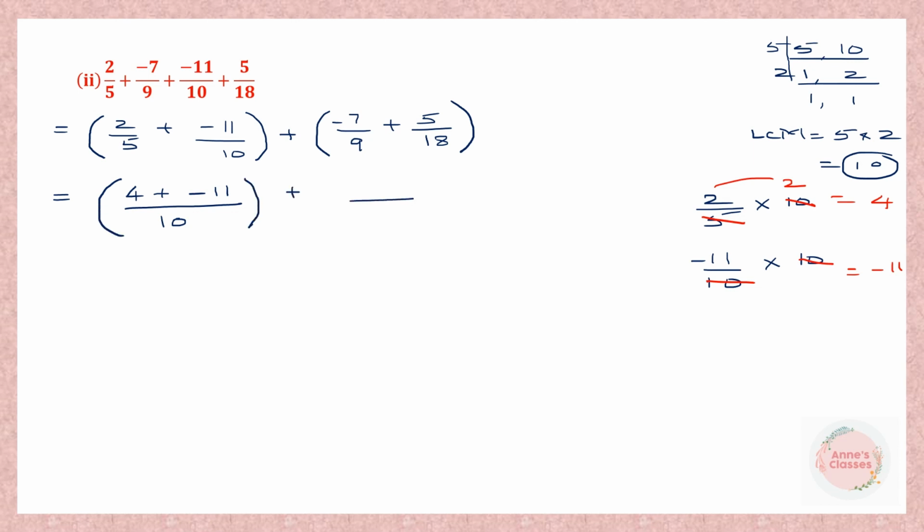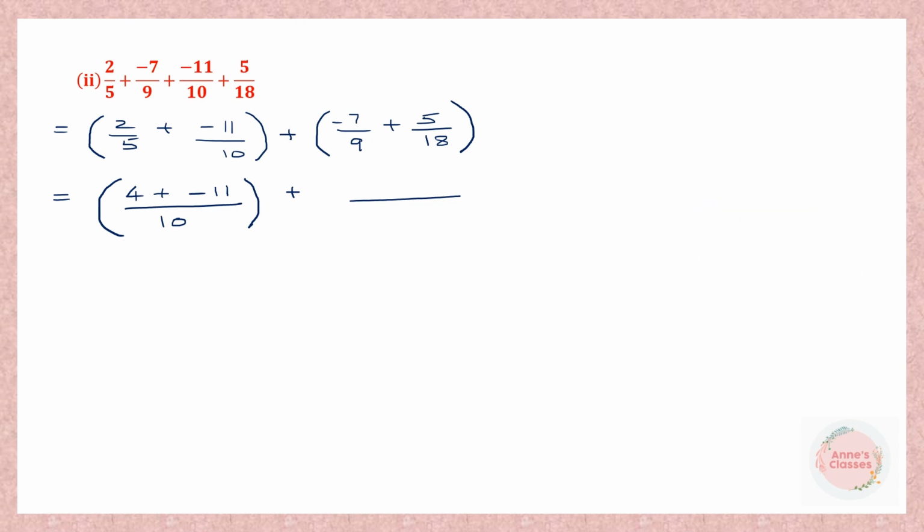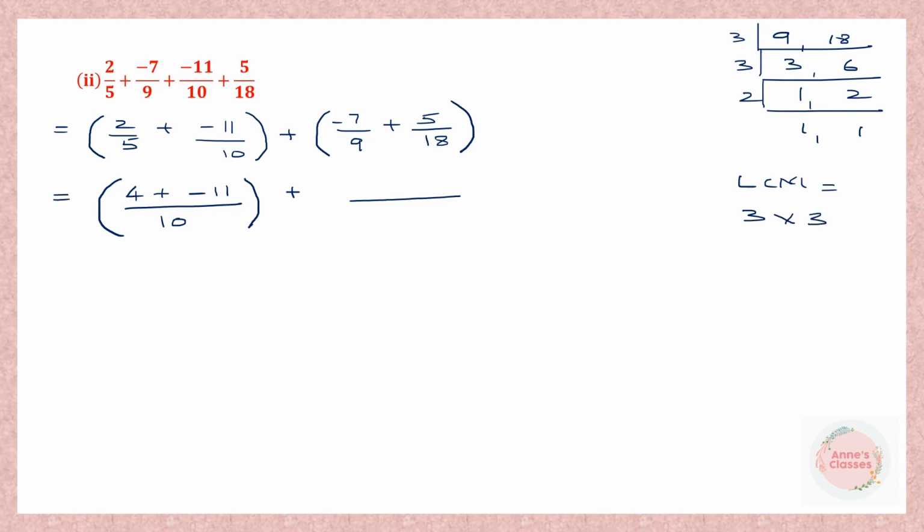Now here the LCM of 9 and 18 is what we need to find out. 9 and 18. So here let's use 3. 3 3s are 9. 3 6s are 18. Continue with 3. 1 and 3 2s are 6. Continue with 2 this time. 1 and 1. So let's get the LCM. LCM is equal to 3 into 3 into 2. 3 3s are 9. 9 2s are 18. So the LCM is 18.